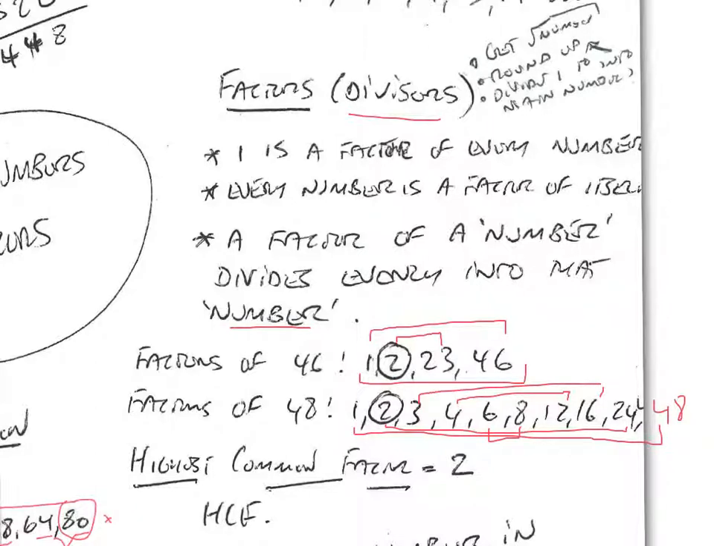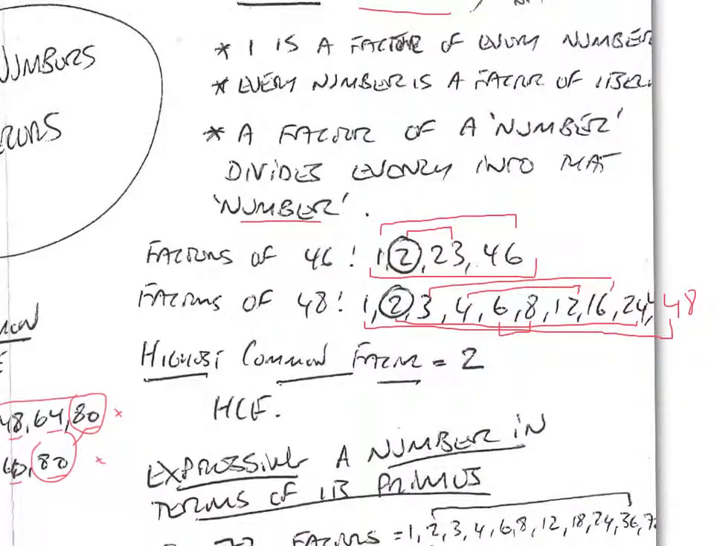And we also met in this chapter the highest common factor. If we need to find the highest common factor of 46 and 48, we simply list the factors and look for a factor that's common to both lists. If there are a few factors common to both lists, we look for the highest factor that's common to both, and in this case it's 2. So the highest common factor of 46 and 48 is equal to 2.